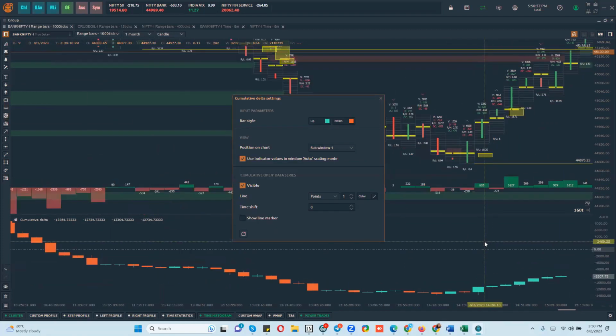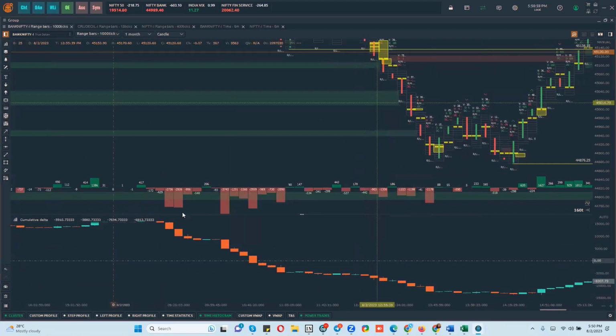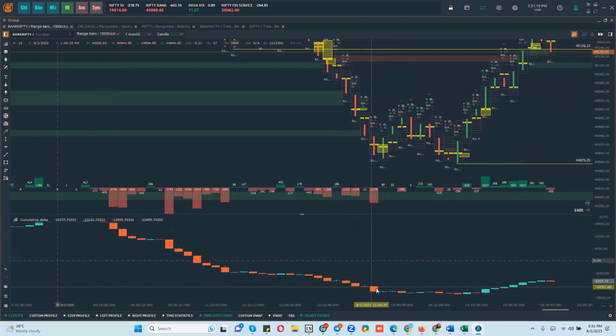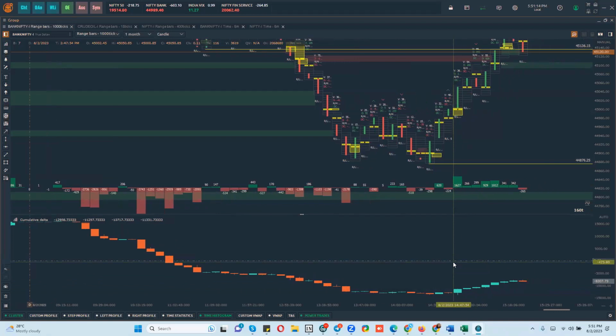Especially now, if you look at this particular data, there was a big cumulative delta red candle here. These are the strong resistance levels for the market. These small candles are of no importance to me, but these big candles we have to keep looking at. And if this candle is closed by a big candle, that means further selling is possible in the market.